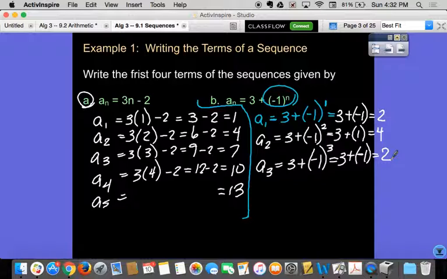So what is this thing doing? He's bouncing, isn't he? Next one's going to be 4, and then 2, 4, 2, 4, 2, 4. This thing works magic. So this negative 1 to the n power, what it does is it alternates.